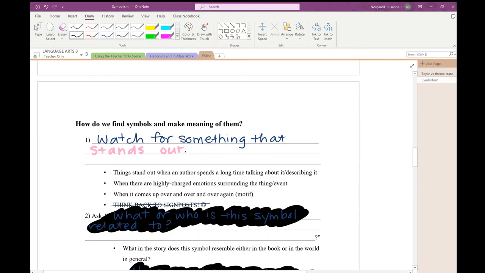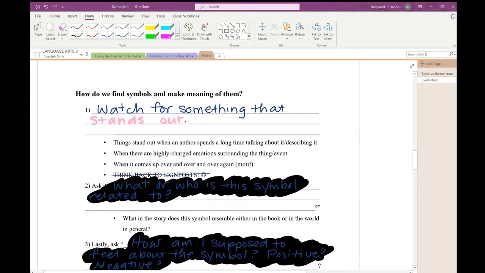We're going to watch for something that stands out. And authors are very intentional in trying to get us to notice these things that are standing out. Authors are intentional when they want us to find symbols. So if an author spends a really long time talking about an object or describing it, or maybe there's highly charged emotions surrounding an object or an event, or maybe it just comes up over and over and over again. Those are the things that will stand out in a text, and that's when we can start to think to ourselves, oh, this could be a symbol. The author might be trying to connect this object, this person, this idea, this event to something else.